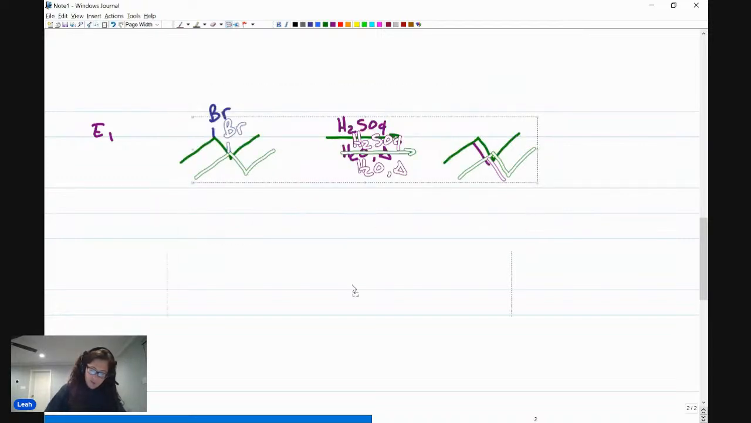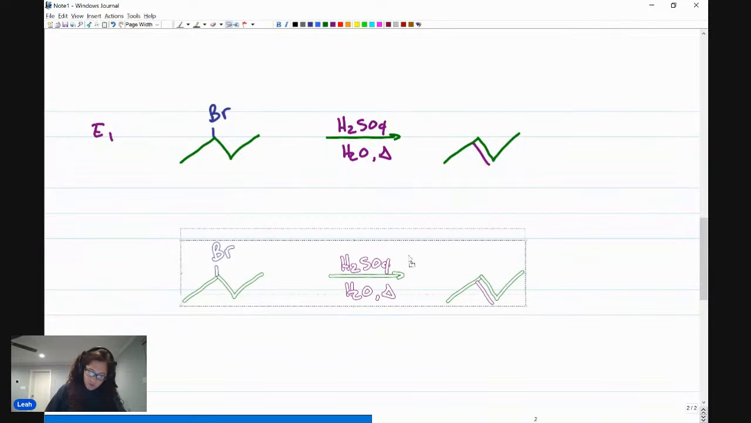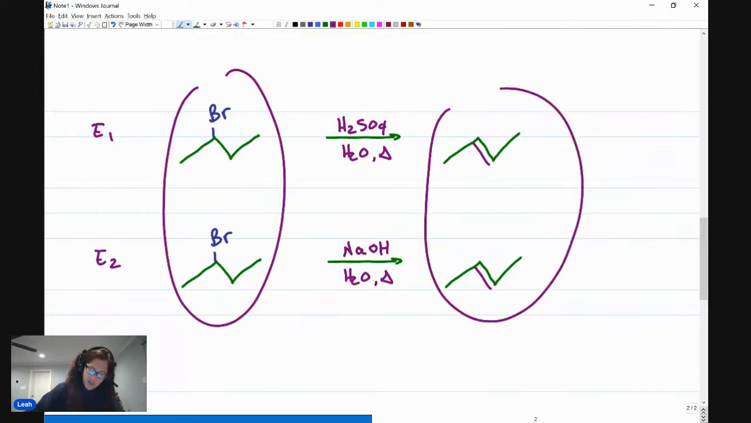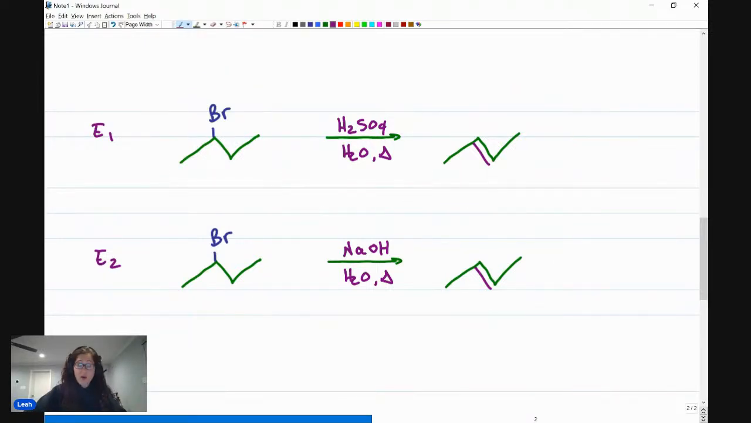If I take this reaction, and the only thing that I change here is instead of H2SO4, I'm going to swap it out and use NaOH, now I have the E2 reaction. So what's the difference between them? If I have the same starting molecule and the same product, where swapping the reagent changes the name of the reaction, but nothing really appears to have changed, this is where memorization will absolutely fail you.